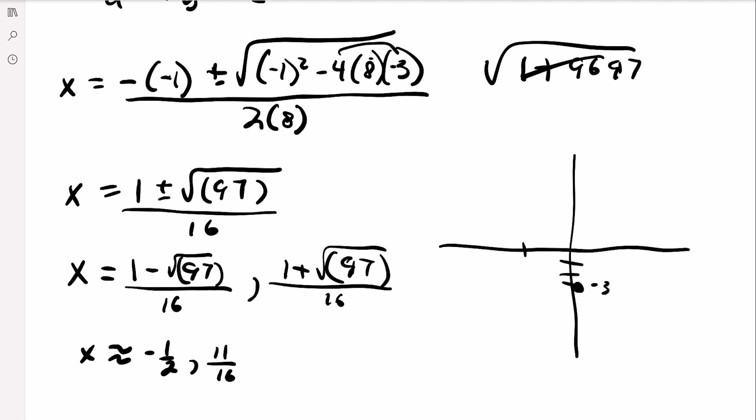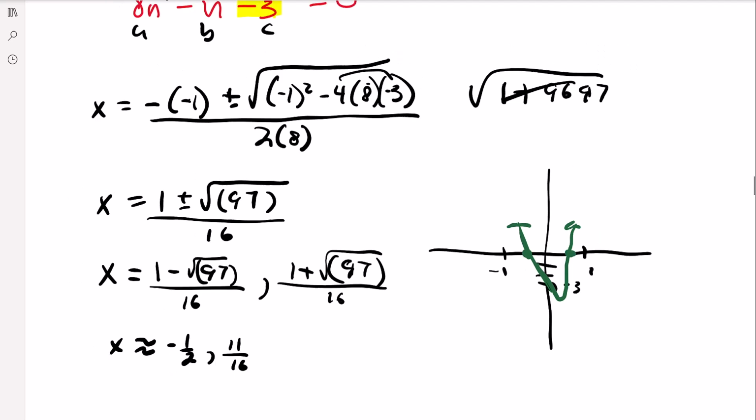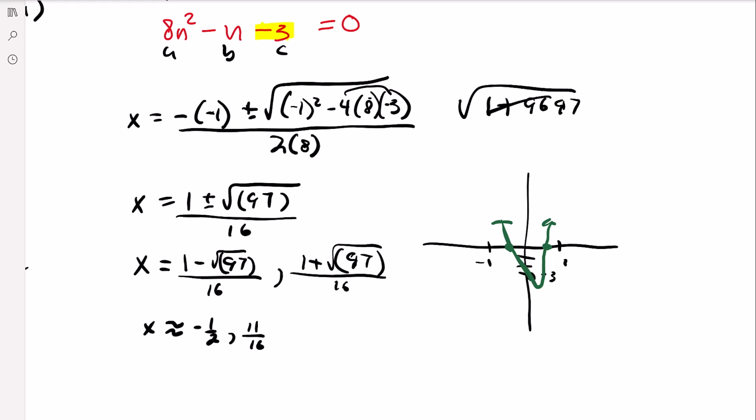I'm going to call this negative 1. Call this 1. So close to negative 1/2. A little bit more than positive 1/2. I don't have that graph very well. But there you have it. And then halfway between is an axis of symmetry.